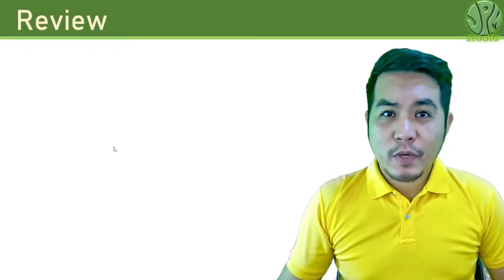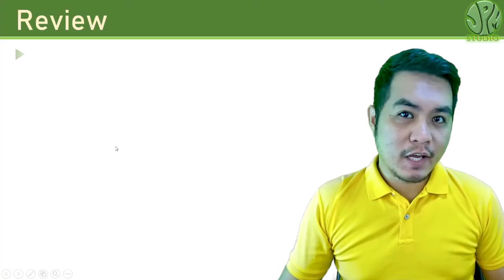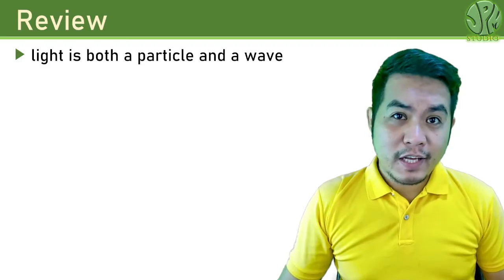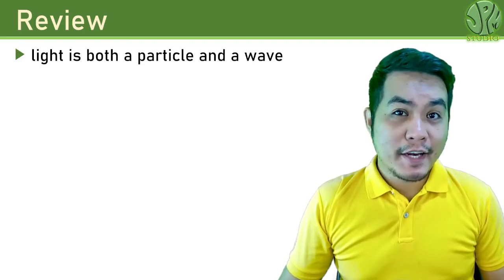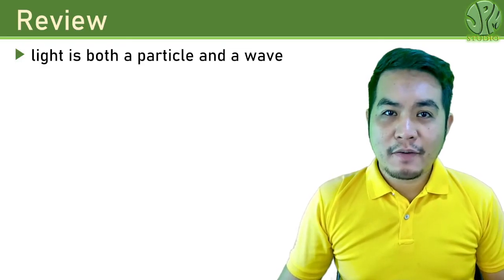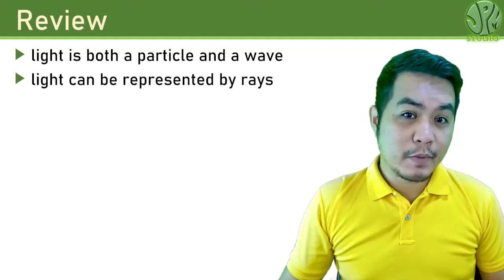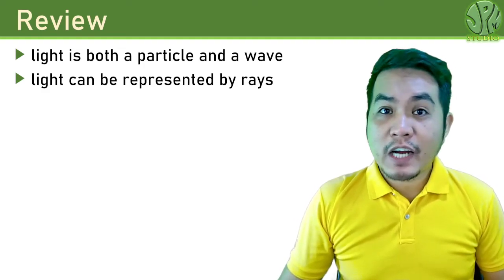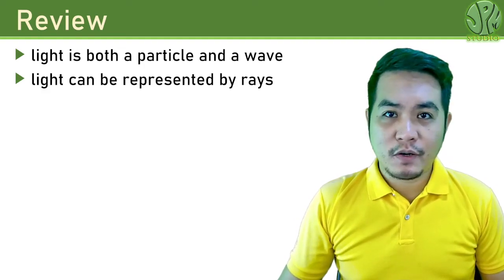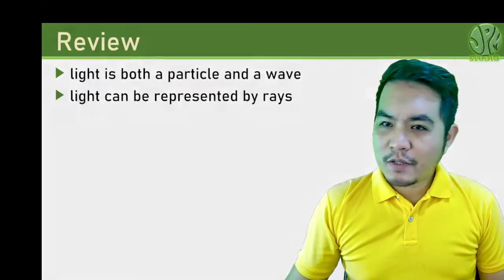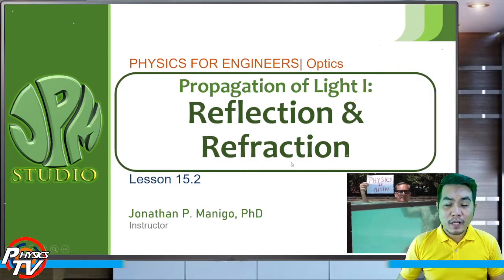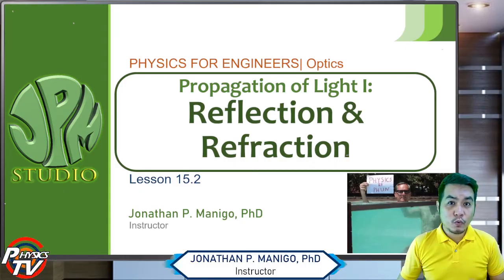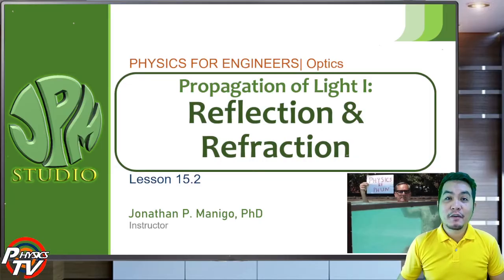In the previous lesson, we discussed the nature of light, and we learned that light is both a particle and a wave. We also discussed that we can represent light in terms of rays, which describe the direction of propagation of light. For this lesson, we will be talking about how light propagates through a material, and we will be discussing two phenomena, reflection and refraction.